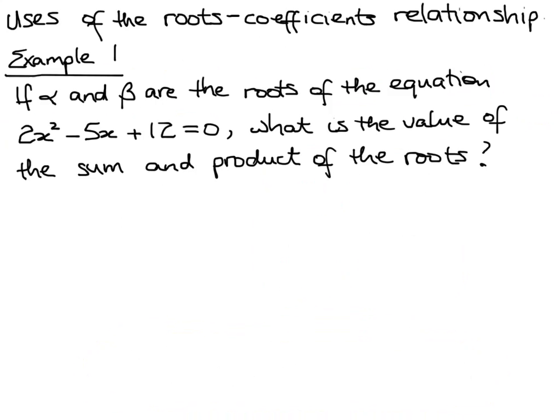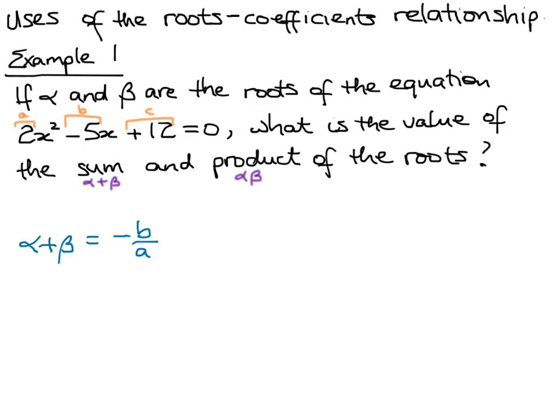So, example 1. If alpha and beta are the roots of the equation 2x squared minus 5x plus 12 is equal to 0, what is the value of the sum and product of the roots? We know that the sum of the roots is alpha plus beta. The product of the roots is alpha beta. We have a is equal to 2, b is equal to negative 5, and c is equal to 12. So let's use the relationship that we just derived.